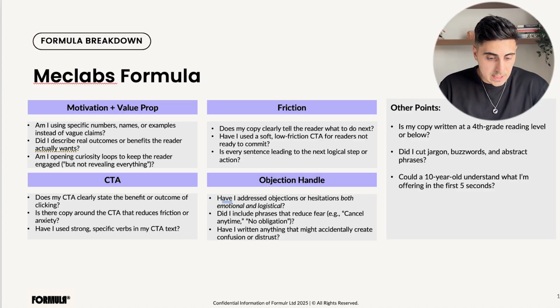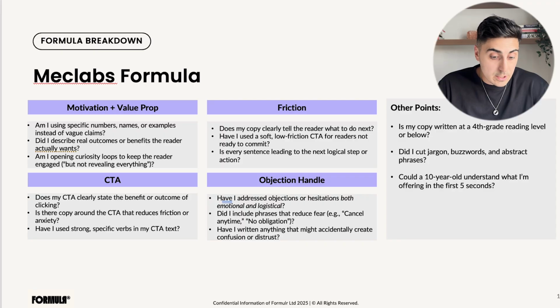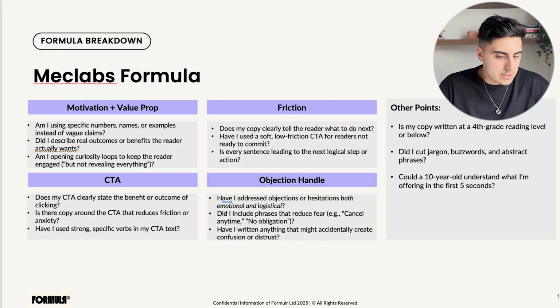So CTA: does my CTA clearly state the benefit of the outcome of clicking? Again, stop hair loss now, for example, might not be a bad CTA if they're lower in the funnel. Is there copy around the CTA that reduces friction and anxiety? Again, I love putting social proof like reviews to show that the user is not alone and that people have done this before. Trust badges in terms of payment icons if your site is a little bit less known. Have I used specific strong verbs in the CTA? I think verbs are great to use in all sections of your page. For example, you might start with a verb for your value propositions, like it stops moisture, or it reverses hair loss. Some action words always help highlight that transformation, and you can use them in both CTAs and value props.